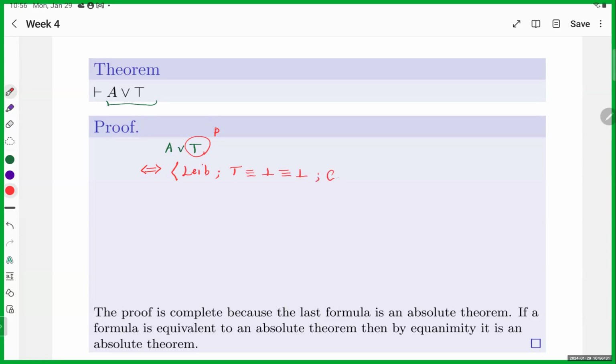Now the C part is exactly A or P. Now P is fresh because it shouldn't occur in A. Otherwise, we're not going to get A or bottom equivalent to bottom.